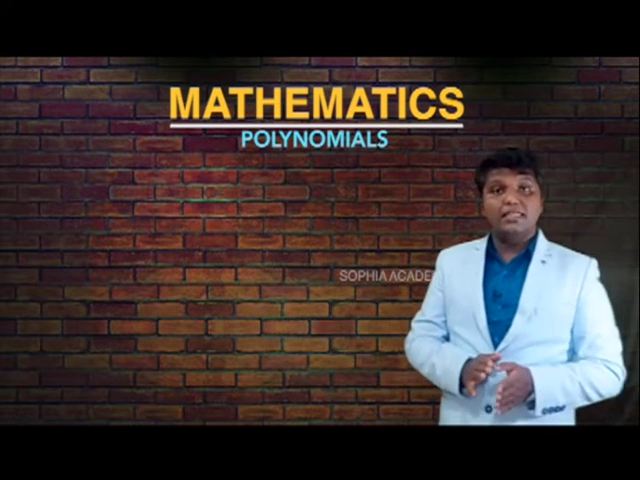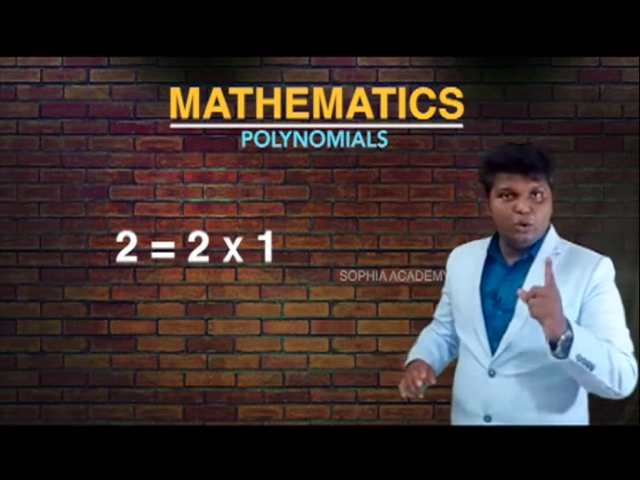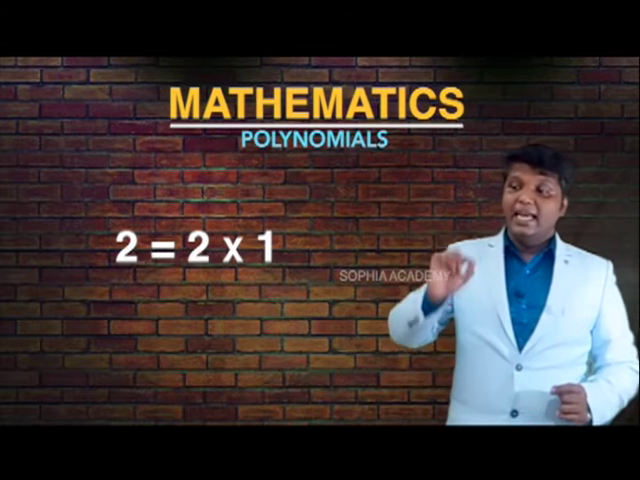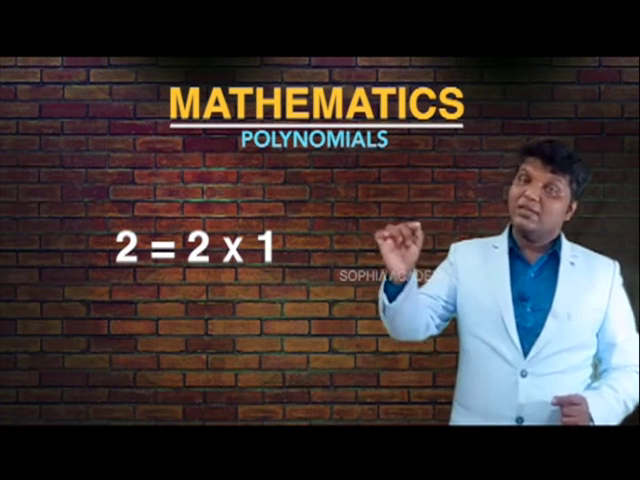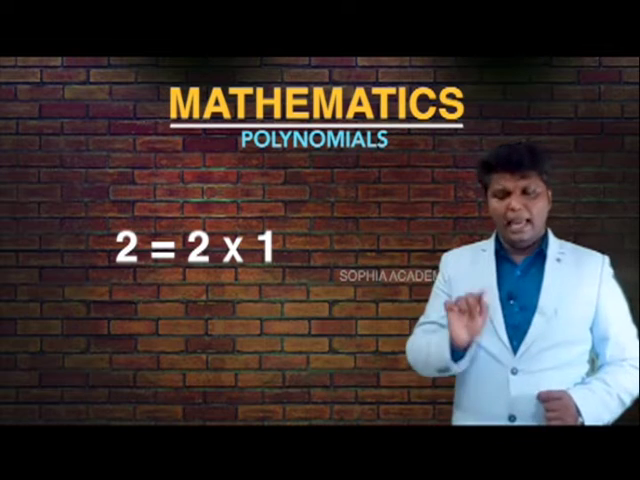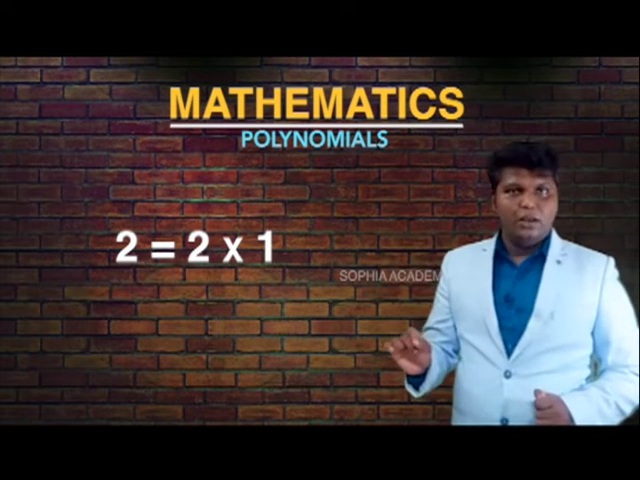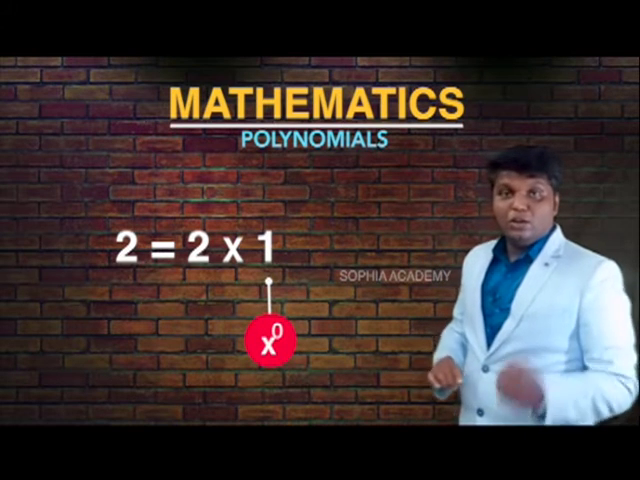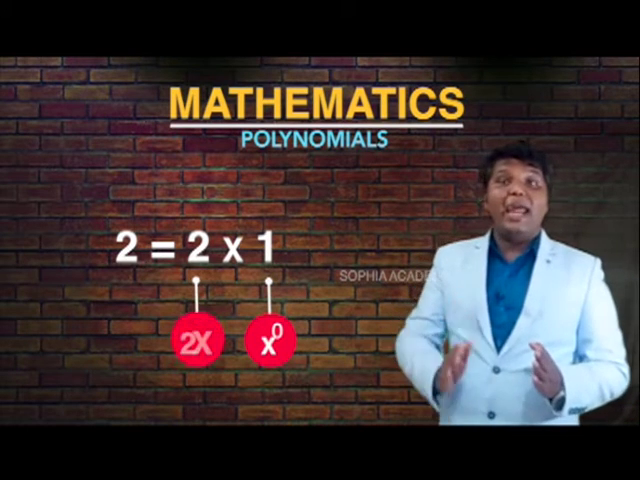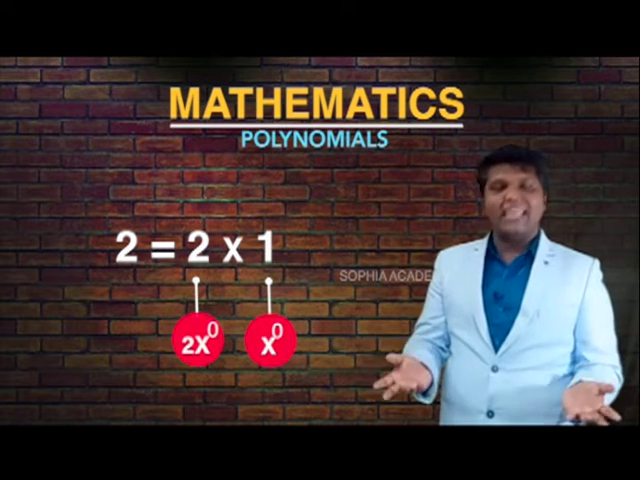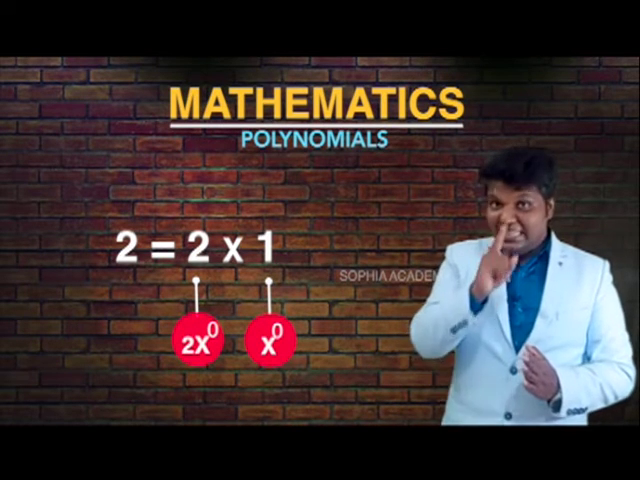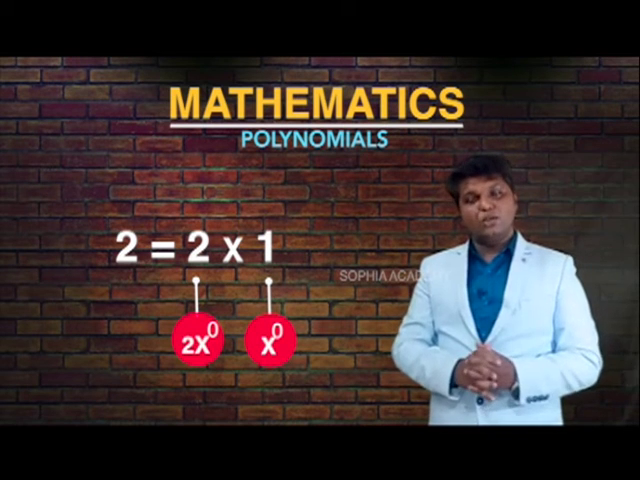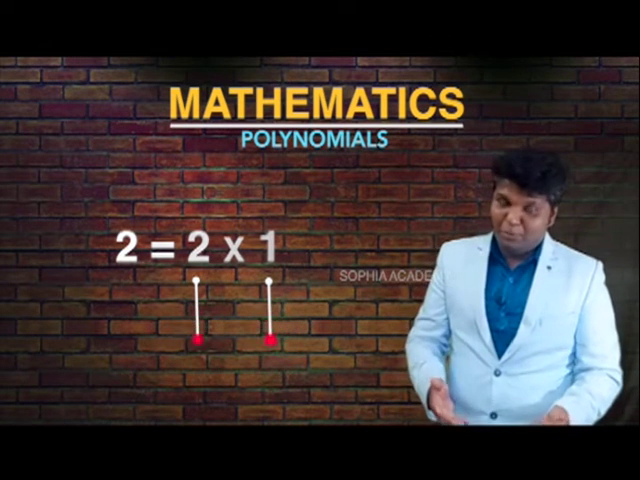Even though the variable part is missing, actually 2 can be written as 2 into 1, isn't it? 2 can be written as 2 into 1. And in our 8th class, we have studied that any number raised to 0, or any letter raised to the power of 0, is regarded as 1. Any number raised to 0 is equal to 1. So here, instead of 1, we can write x raised to 0. So 2 means 2x raised to 0. So there is an x term there. There is a hidden variable. So we can say, even if you are taking constant numbers, those numbers are also regarded as polynomials.